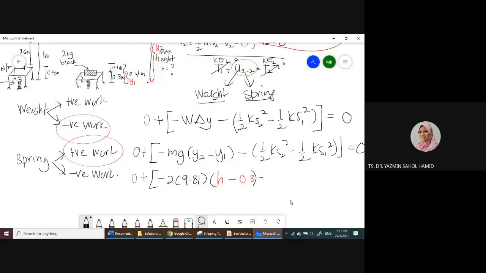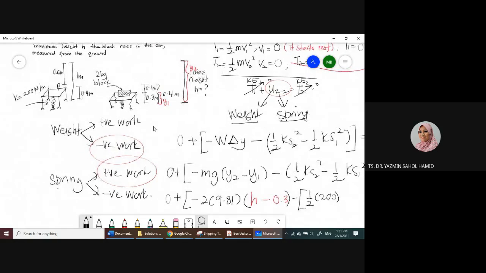Next, let's write down the formula for stiffness. So we have 1 over 2. What is our K? 200 Newton per meter. What is our S2? And what is our S1? Look back at this diagram. What is our S2 and what is our S1? S1 is 0.4, S2 is 0.3. What is our S2 and what is our S1?